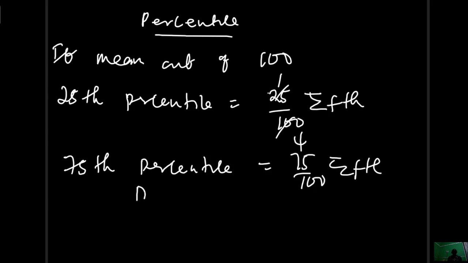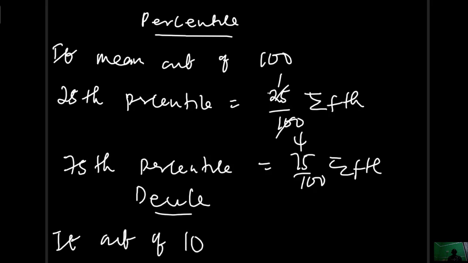Our last one is decile. Decile also means out of 10. So when they give you the third decile, it's just 3 over 10 sigma f position.